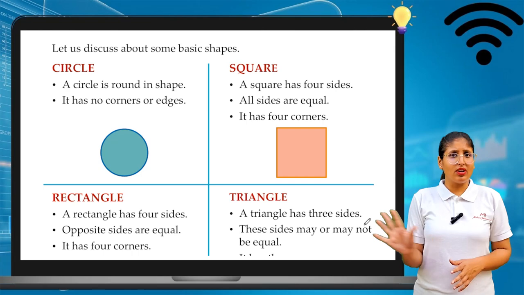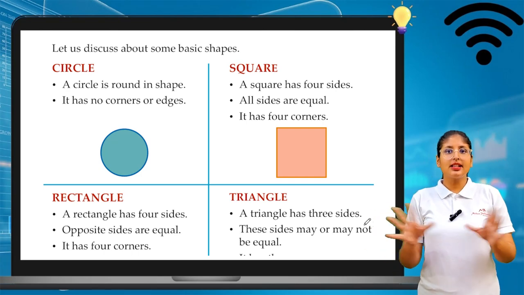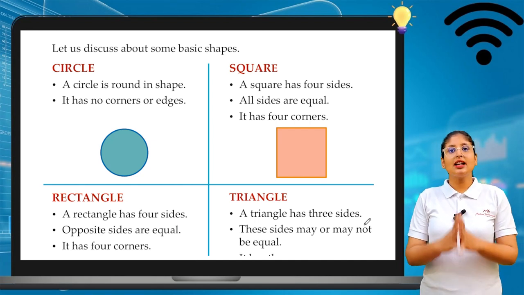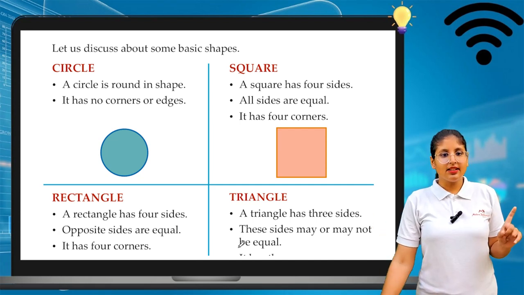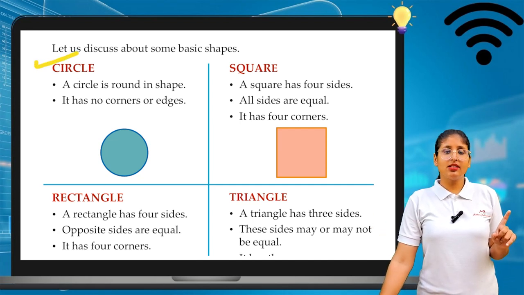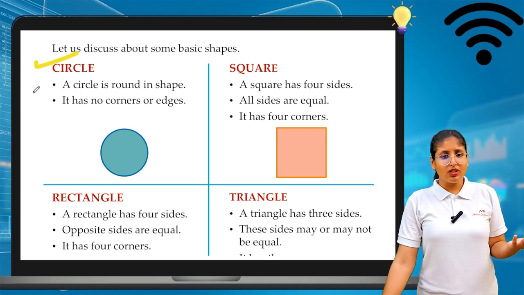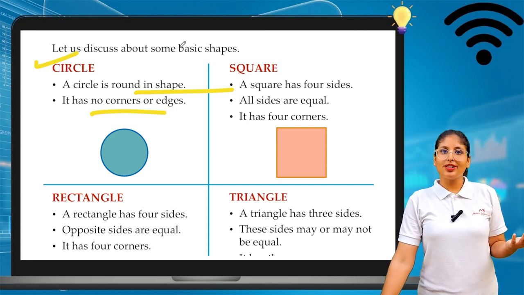That thing is related to your maths class also. In the maths class, we already discussed the shapes. So let us discuss some basic shapes. Let's see what they are. First is circle. Can you see this circle? A circle is round in shape. The shape of a circle is round, round, round. It has no corners or edges.